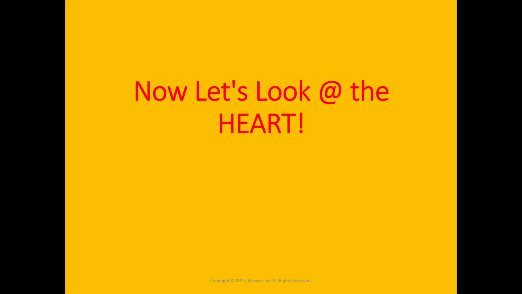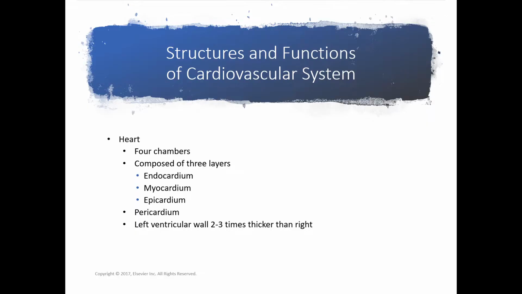So that said, let's just jump right in and go straight into the structures of the heart. We know there are 4 chambers and 3 layers. There's the pericardium, and usually the left ventricular wall is thicker than the right. That's for multiple reasons, but it can actually get even thicker depending on the vascular resistance, which we'll get into in just a second.